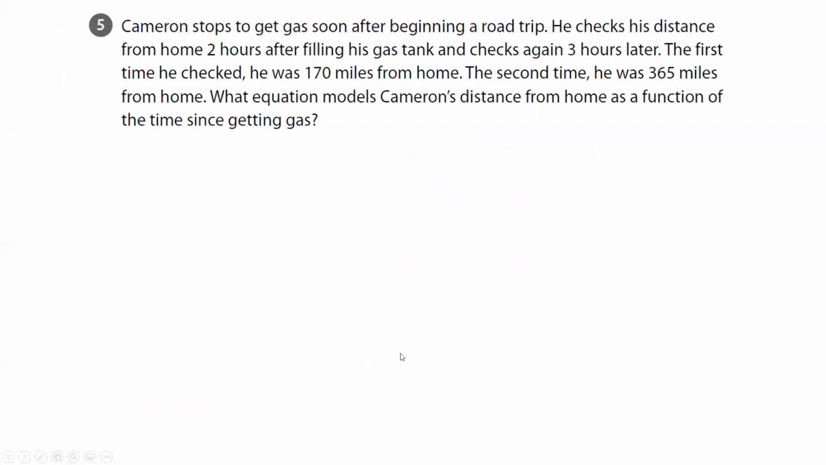And finally, number 5. Cameron stops to get gas soon after beginning a road trip. He checks his distance from home 2 hours after filling his gas tank and checks again 3 hours later. The first time he checked, he was 170 miles from home. The second time, he was 365 miles from home. What equation models Cameron's distance from home as a function of the time since getting gas? This last part is pretty confusing, but what they're basically telling us to do is to use a linear equation, and they want us to have the time as our x-coordinate. It says the distance as a function of time. So the distance will be our y-coordinate, the time will be our x-coordinate.